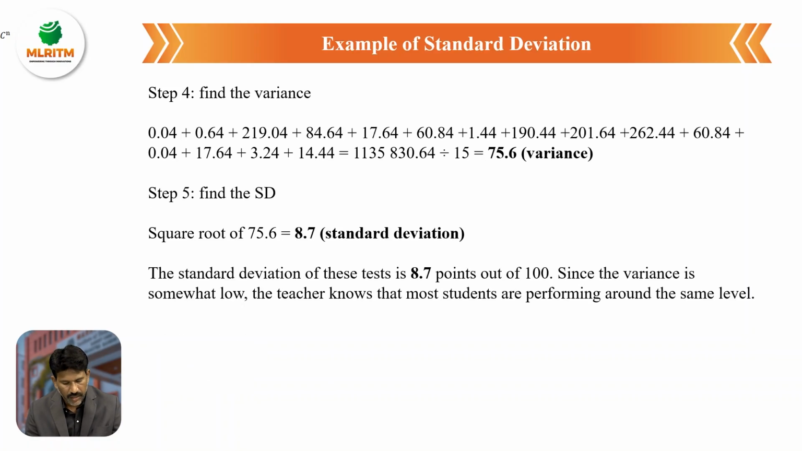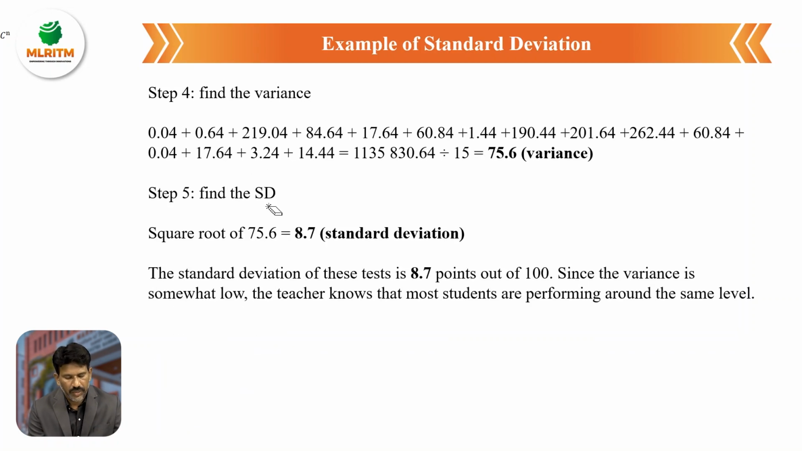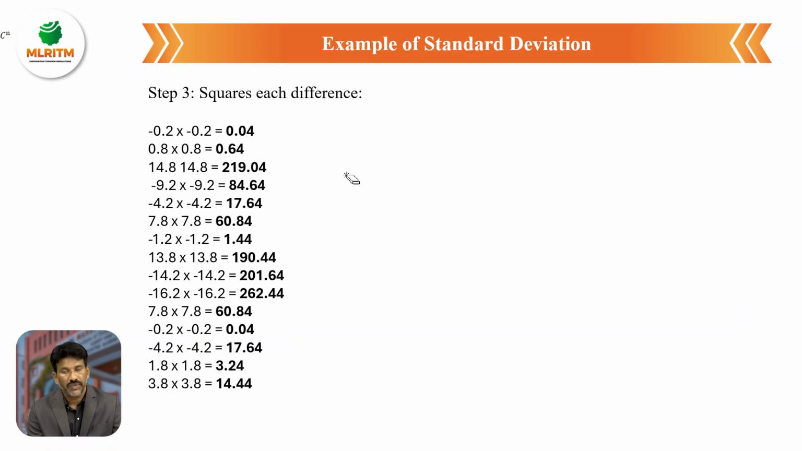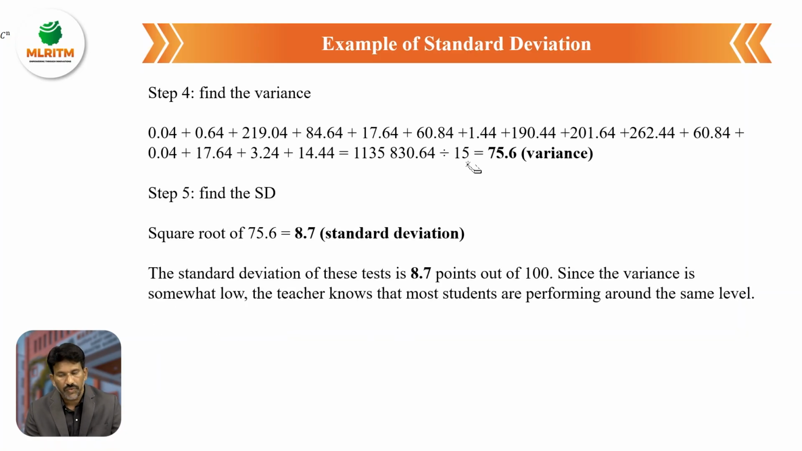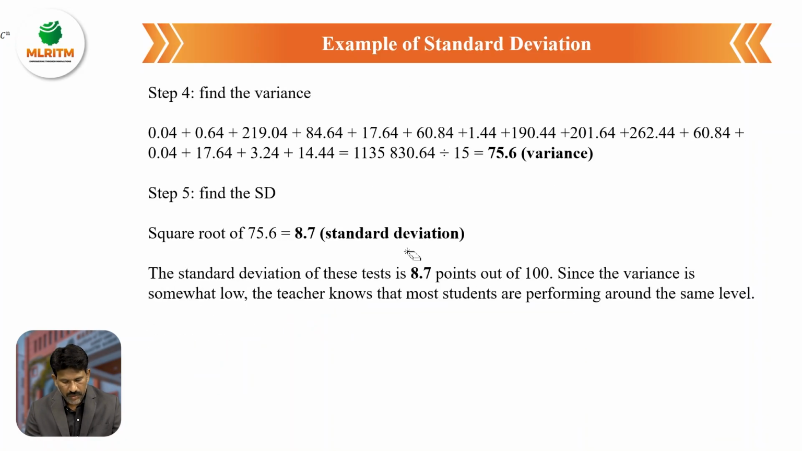Then finally, step 4, find the variance. To find the variance, you have to add all the squared differences, like 0.04 plus 0.64 plus, like that you have to add all the squares of the differences. Then you divide by 15, where 15 is the total number of test score values. Then you'll get the variance as 75.2.